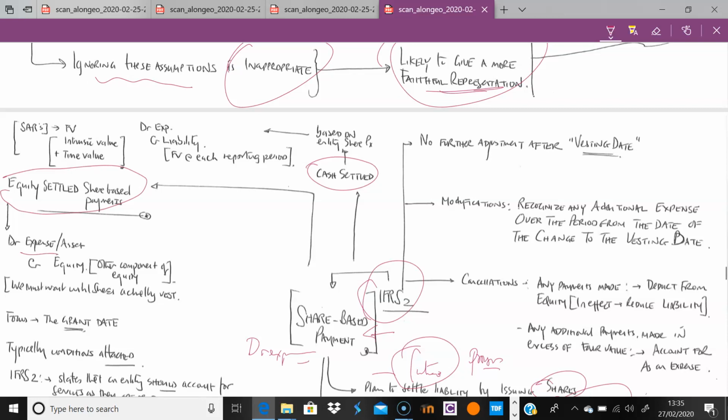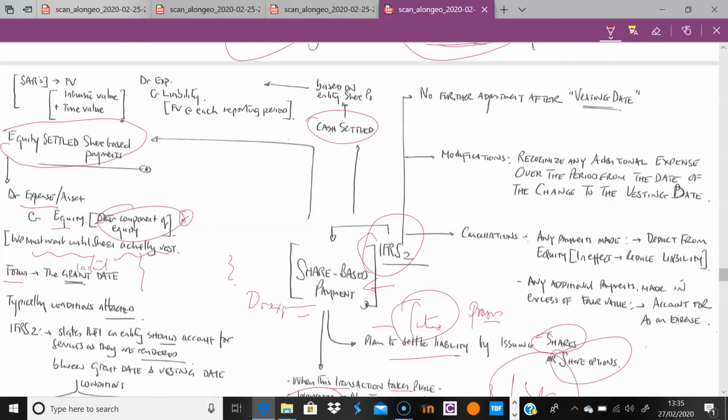So typically we debit expense, or in effect some other component of equity. The first thing is that before we transfer it into equity, we have to wait until the shares actually vest. The key date to focus on is the grant date. Typically there will be conditions attached, but the price agreed at grant date is what we use as we go along, and we wait until we get to vesting.